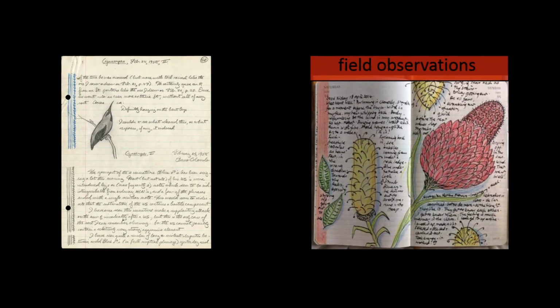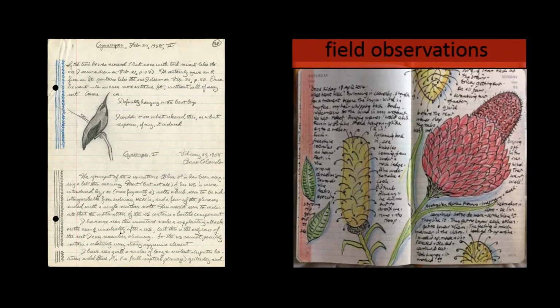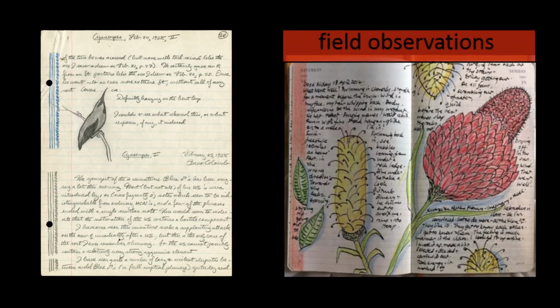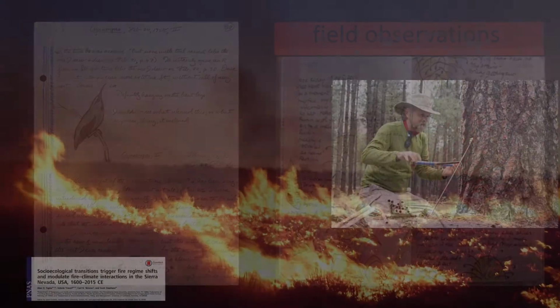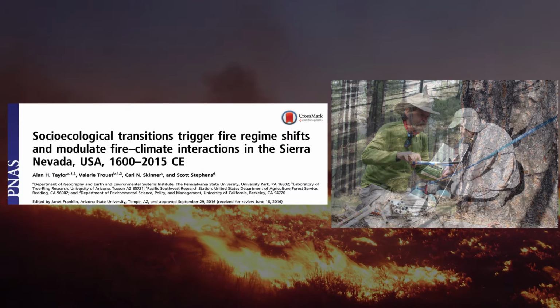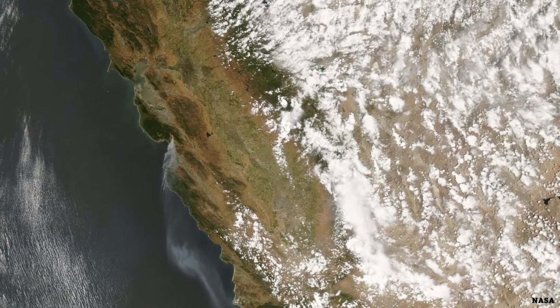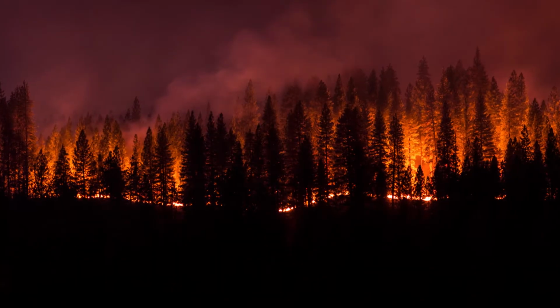Qualitative sources may provide information on contextual factors, such as the timing of major socio-cultural transitions, which can be valuable. Recent work by Dr. Alan Taylor and his colleagues focused on changes in the frequency and extent of large wildfires in California over the last 400 years.